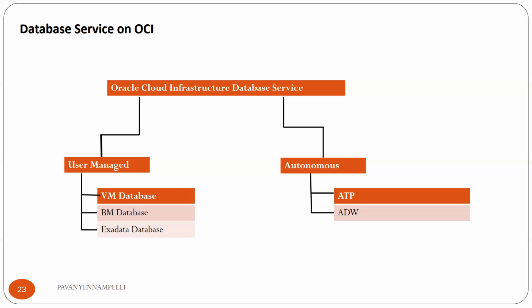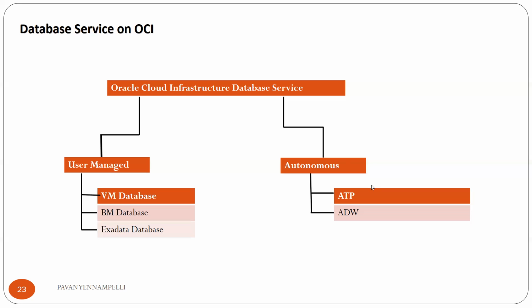These two are completely automated, and you will not have any control over these databases. For autonomous transaction processing, we have two types of models: shared autonomous databases and dedicated autonomous databases. We'll go into detail in future sessions. In this session, we will see what autonomous transaction processing and autonomous data warehouse are. Autonomous transaction processing is suitable for transaction processing systems and real-time business critical systems.